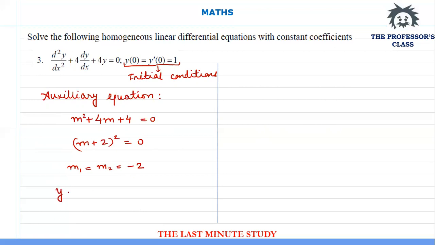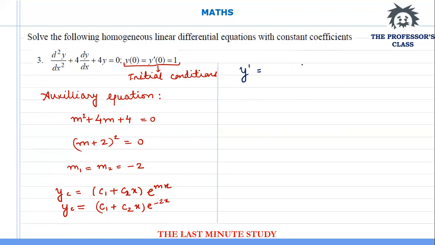So as I told you, the solution of this homogeneous linear differential equation will be equal to c1 plus c2 times x, multiplied by e raised to the power mx, which in this case will become c1 plus c2 x e raised to the power minus 2x. Now I'll be using the initial conditions. For these initial conditions, I already have the value of y. I need to find out the value of y dash. Y dash is basically the first differential of this equation.